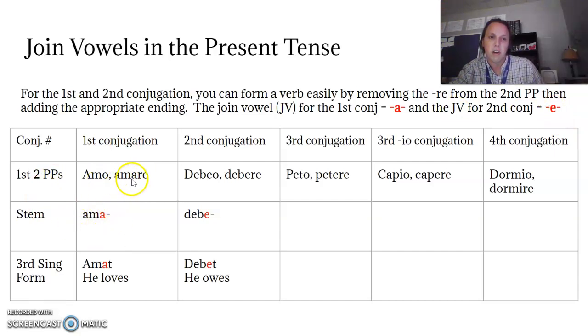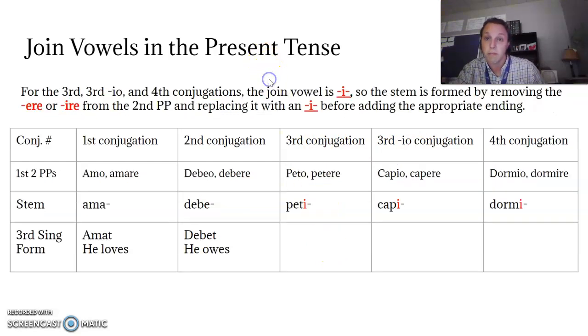So the stem of amare will be ama, and we're going to add other endings onto that. So for example, we're going to take amare, remove the RE, that leaves us with ama, and if I want to say he loves, I'll just put the T on the end because T is the personal ending for third singular, meaning he, she, or it. Second conjugation, debere, take off the RE, you're left with debe, and then you slap a T on it, and that means he owes. Now you'll notice over here the third IO and fourth conjugation are left blank. So let's talk about that.